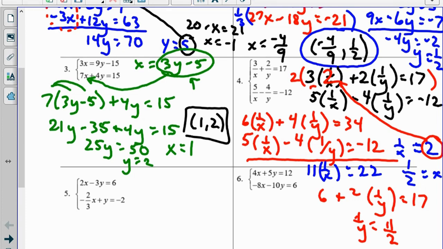other side. So my ordered pair for number 4, and I know this is kind of all over the place, is 1/2, 2 11ths. All right, your responsibility now is to pause the video, try 5, 6, and 7, and then I will be back with answers and interpretation shortly.